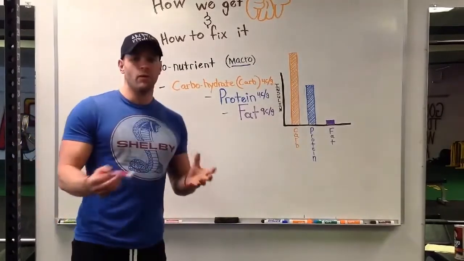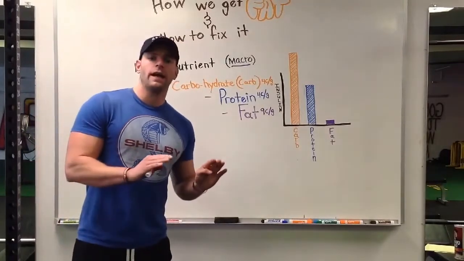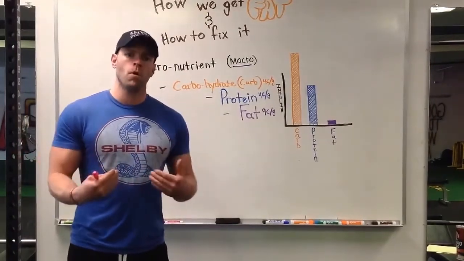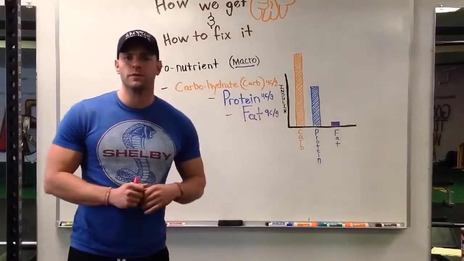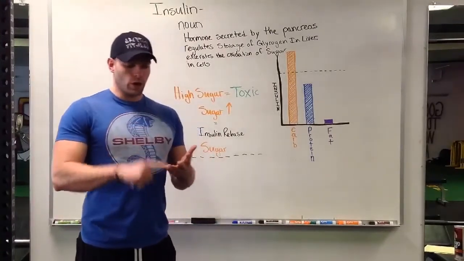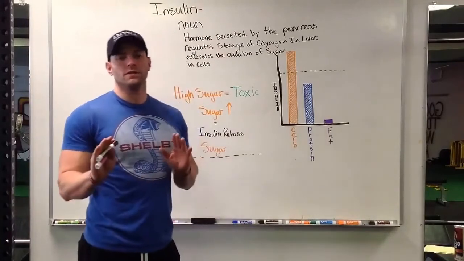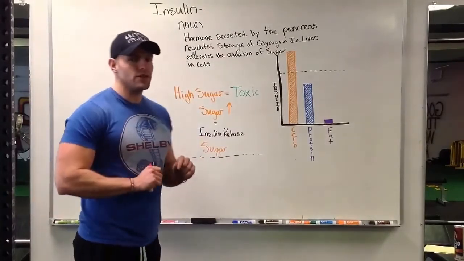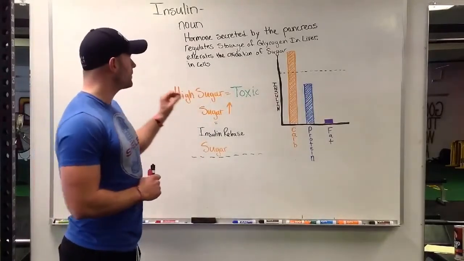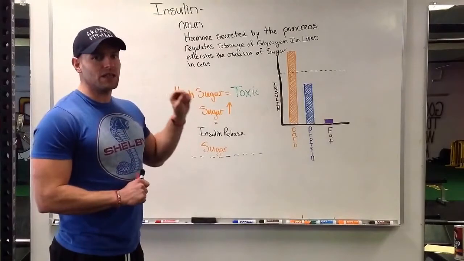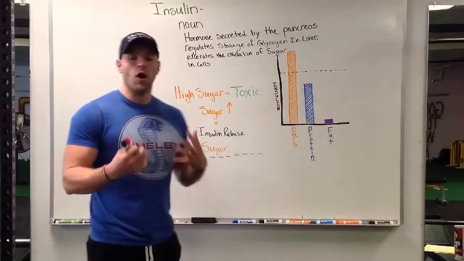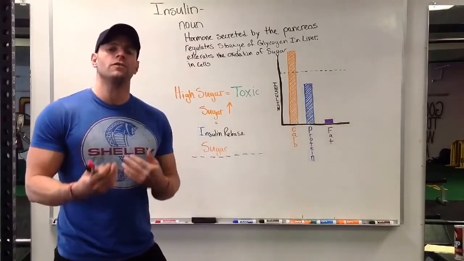So now that we've cleared that up, we can move on and go over some basic stuff that has to do with the biochemical hormonal response to each of these macronutrients. We just learned what a macronutrient is, what a protein is, what a carbohydrate is, and what a fat is. Now we're going to go over some new definitions. The new definition is going to be insulin. Insulin is a hormone secreted by the pancreas that regulates the storage of glycogen in the liver, and it also accelerates the oxidation of sugar in all cells that use glycogen for fuel.